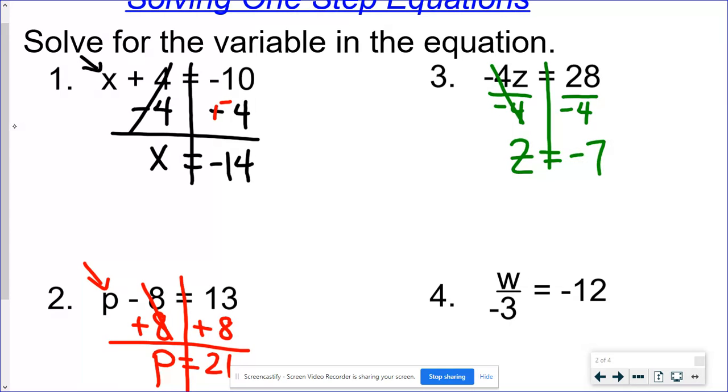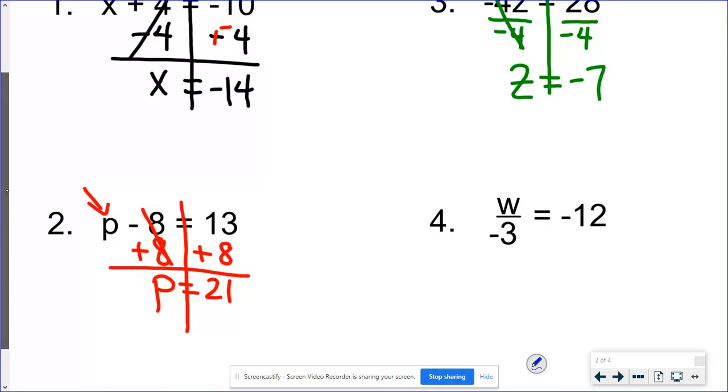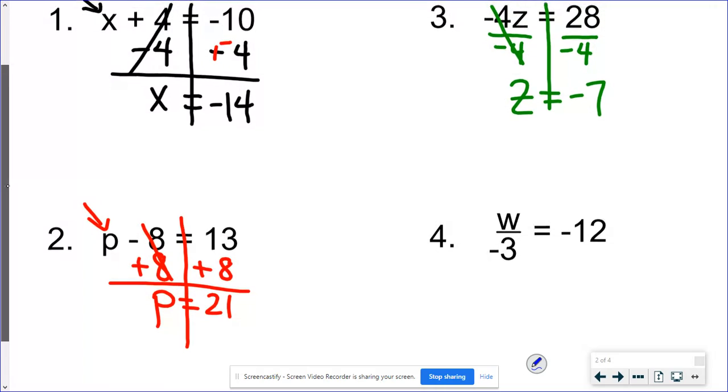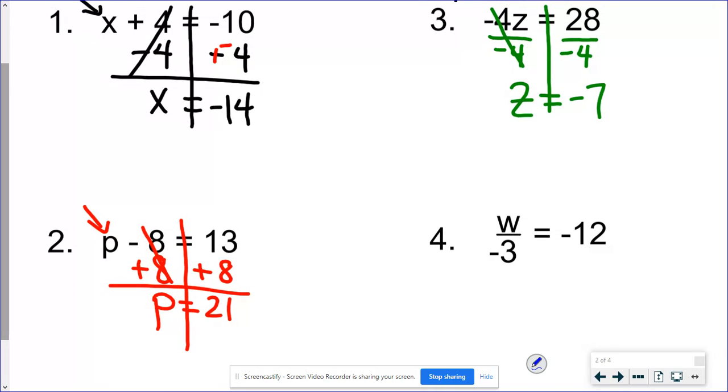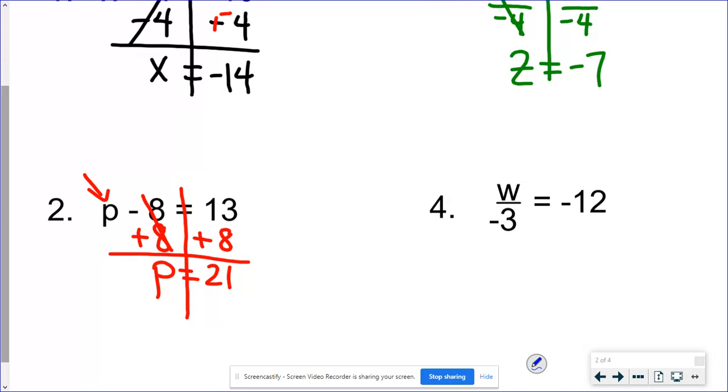For number 4, I would want to get rid of dividing by negative 3. To get rid of division, we'll use multiplication. Now, multiplication is the only one that doesn't go under. For adding, for subtracting, and for dividing, every one of those problems we've done so far, I did something underneath my equation. This problem, that doesn't happen. I would multiply on the sides here. So I would be multiplying by negative 3, because that's how I get rid of dividing by negative 3.